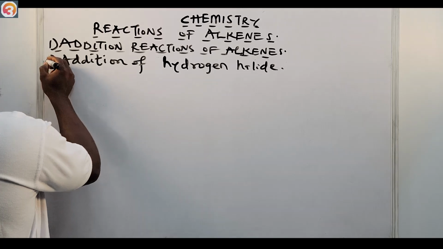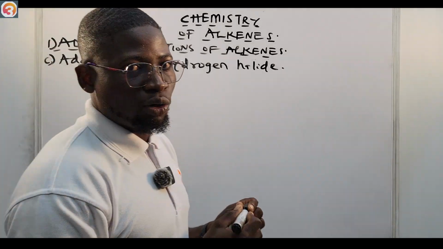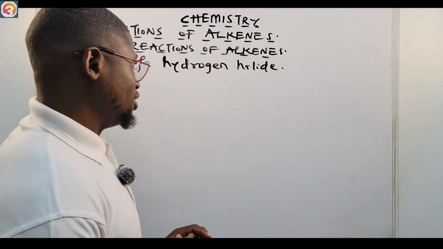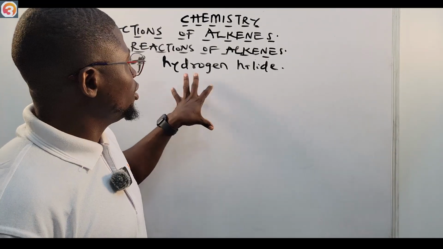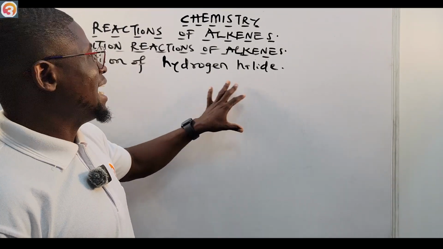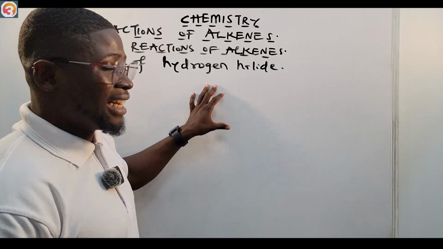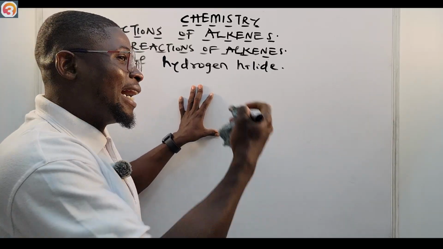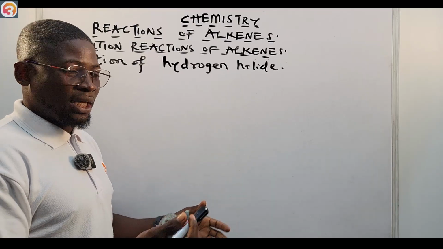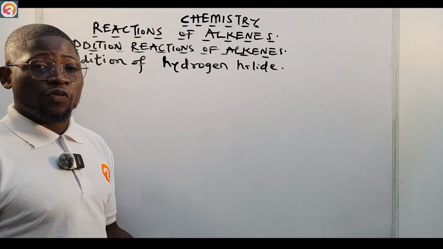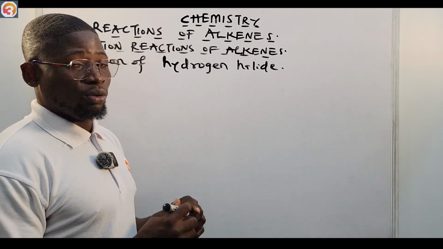This is the third addition reaction we are looking at. So an alkene will react with hydrogen halide. What does hydrogen halide mean? That means a halogen that has hydrogen attached to it, or a hydrogen that has a halogen attached to it. That is hydrogen halide. So do not let the word confuse you. It's very, very easy to understand.